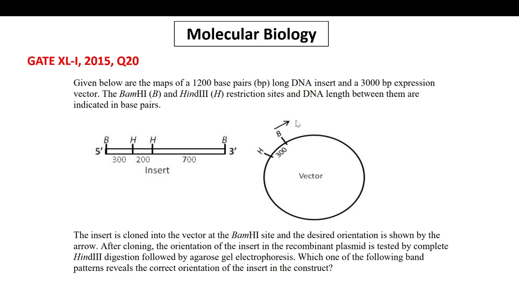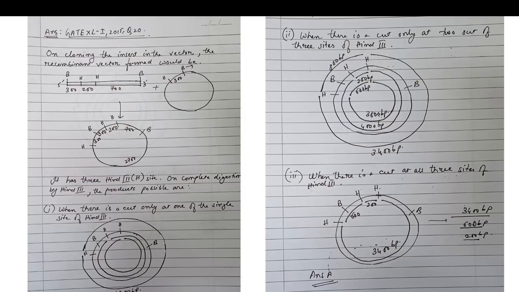Okay, so after cloning, the orientation of the insert in the recombinant plasmid is tested by complete HindIII digestion. So whether it is in the correct orientation or in a reverse orientation is tested by a complete digestion by HindIII and then running it on gel electrophoresis. So which of the following band patterns will reveal the correct orientation of the insert? If it is correctly oriented, then what will be the band pattern if you run it in an agarose gel electrophoresis? So this is the question.